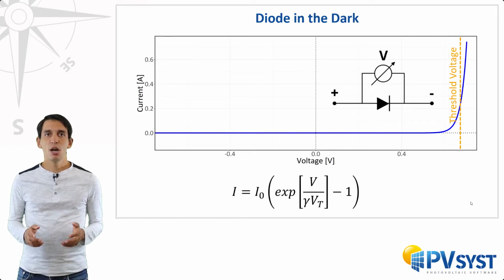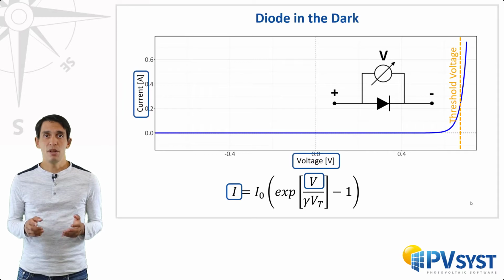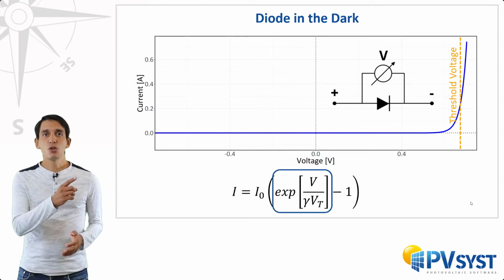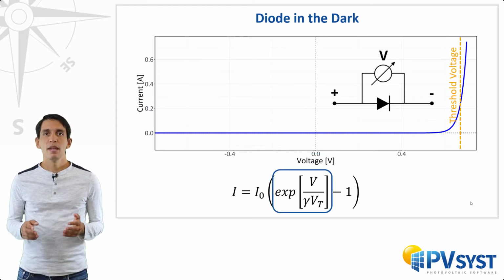It describes the current through a diode, I, as a function of the voltage applied to the diode, V. I is the y-axis in the plot above, and V is the x-axis. For large voltages, the exponential term will dominate. Vt is called the thermal voltage and depends on the cell temperature. It is around 26 millivolts at room temperature.